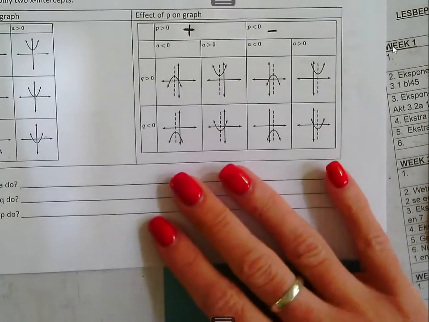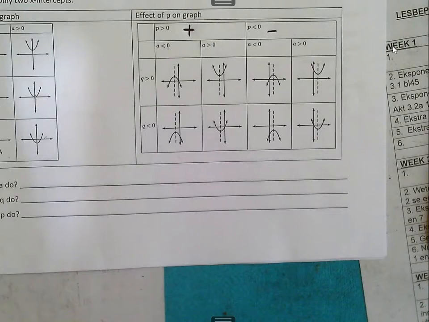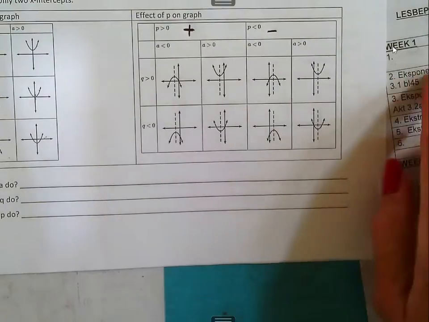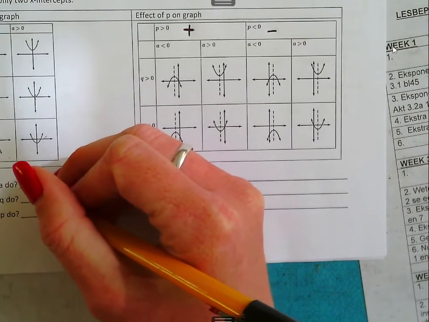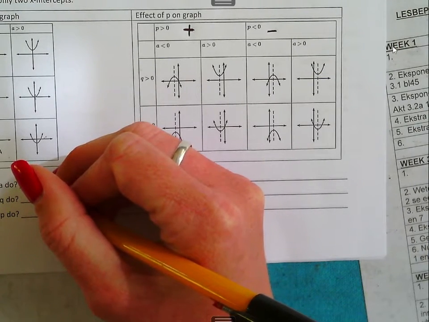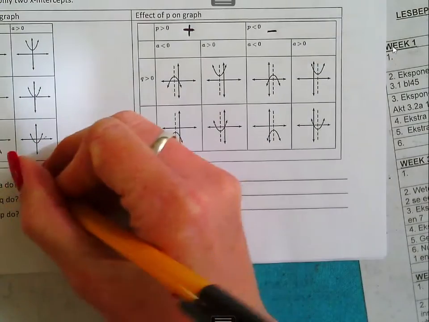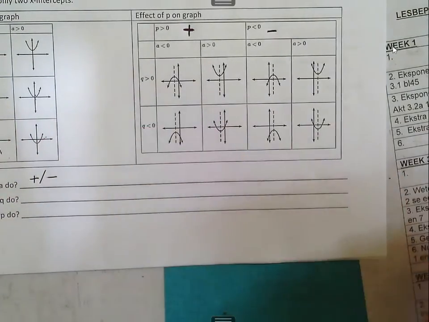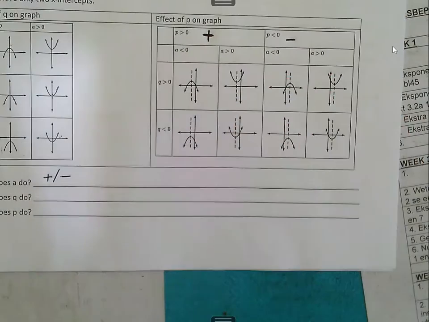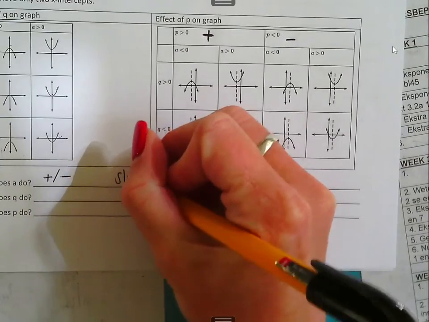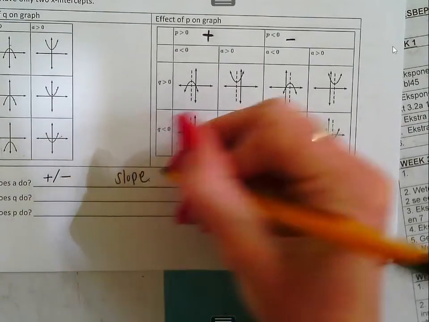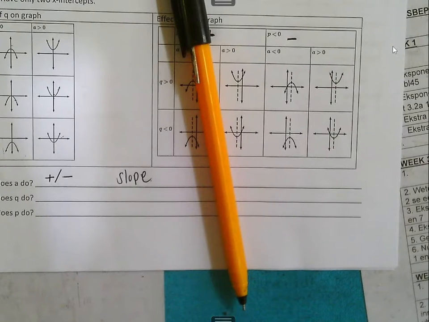Okay. So we have three lines there at the bottom. What does a do? Positive or negative? And what else? It influences the slope. That means how steep the arms go up or how not steep. What's the opposite of steep? I don't know.